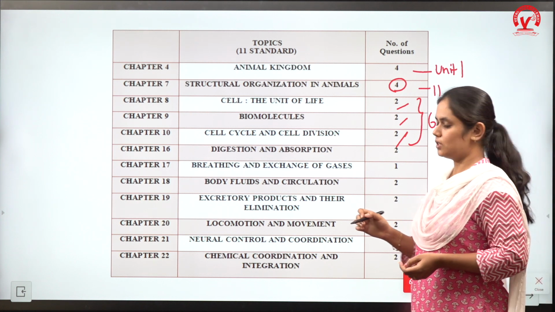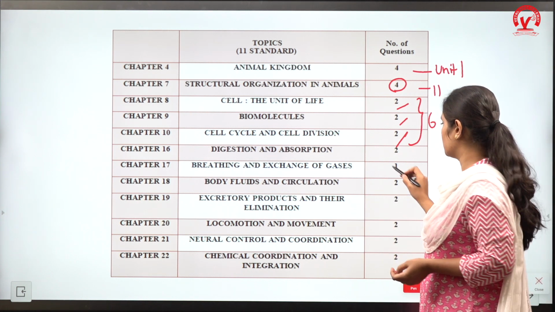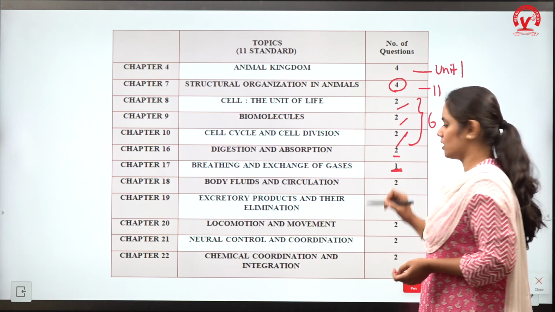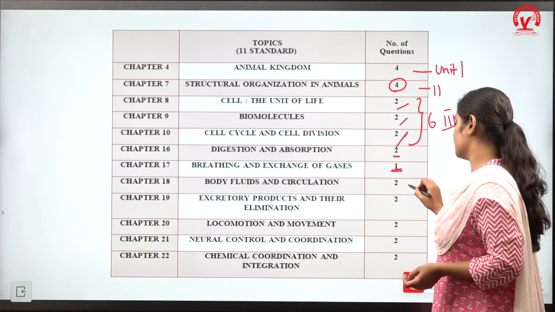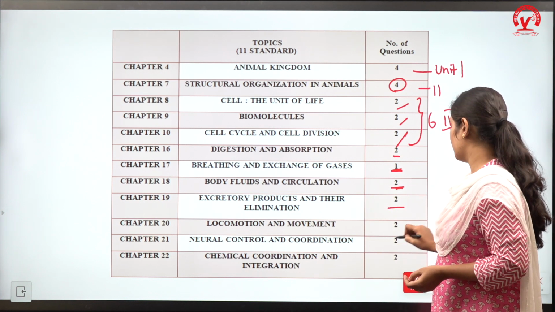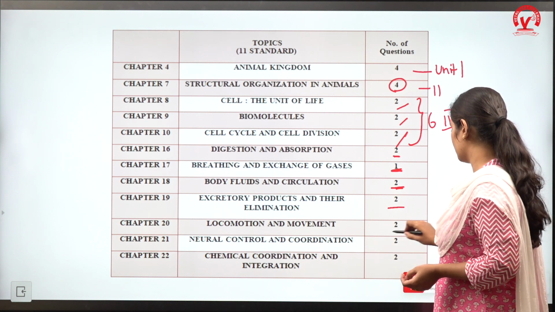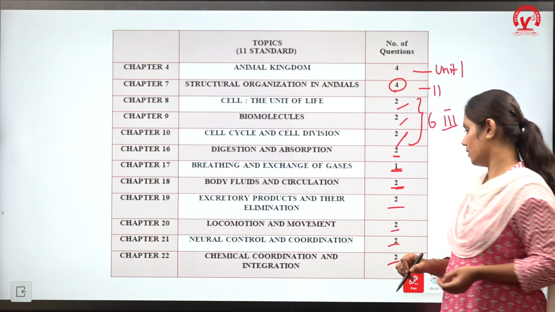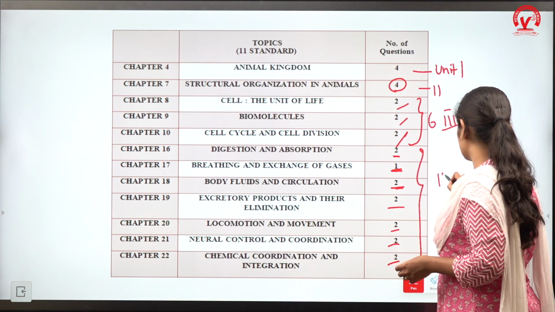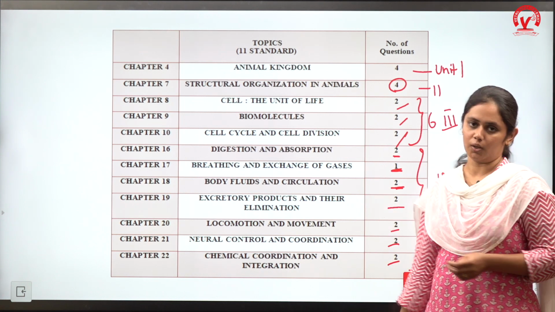And coming to physiology, human physiology. So digestion 2 questions, breathing and exchange of gases they have asked 1 question, body fluids and circulation they have asked 2 questions, excretion also 2 questions, locomotion, nervous system and chemical coordination. From all these chapters they have asked 2 questions. So totally 13 questions they have asked from human physiology.